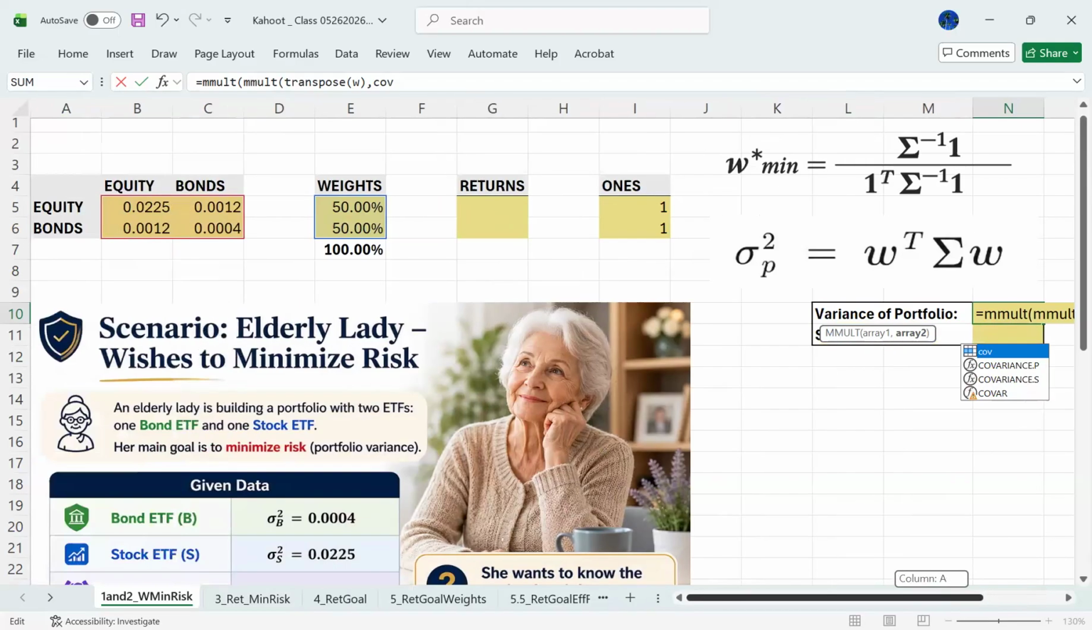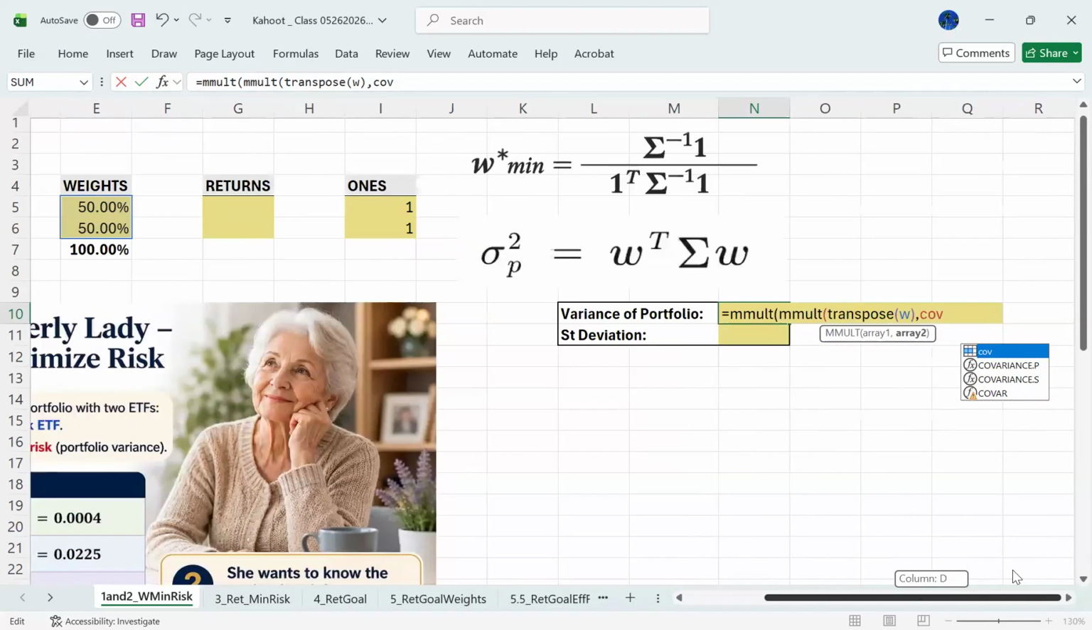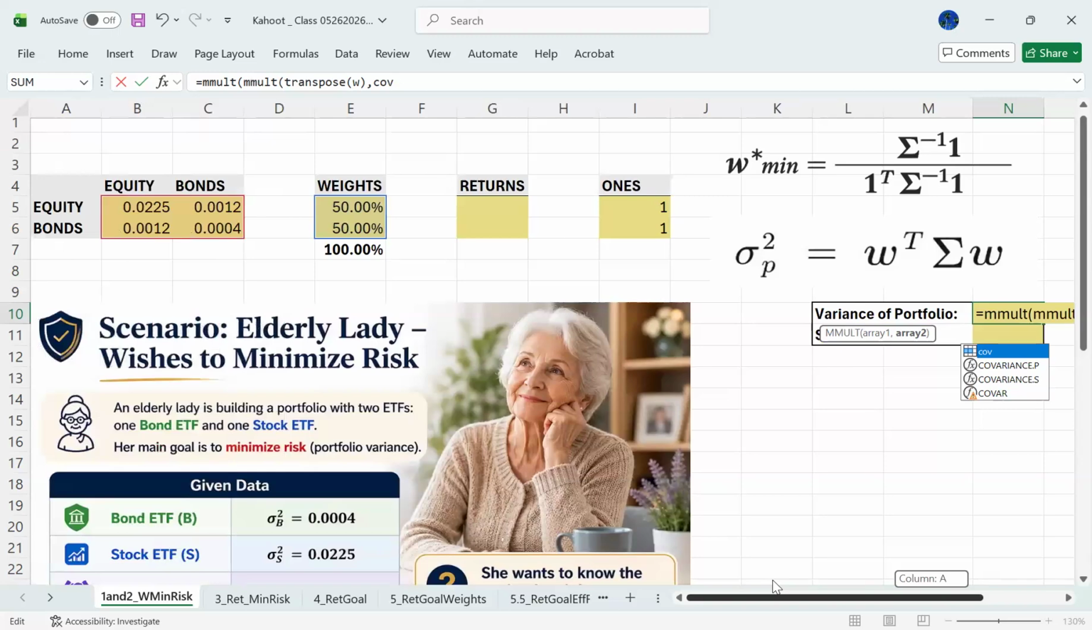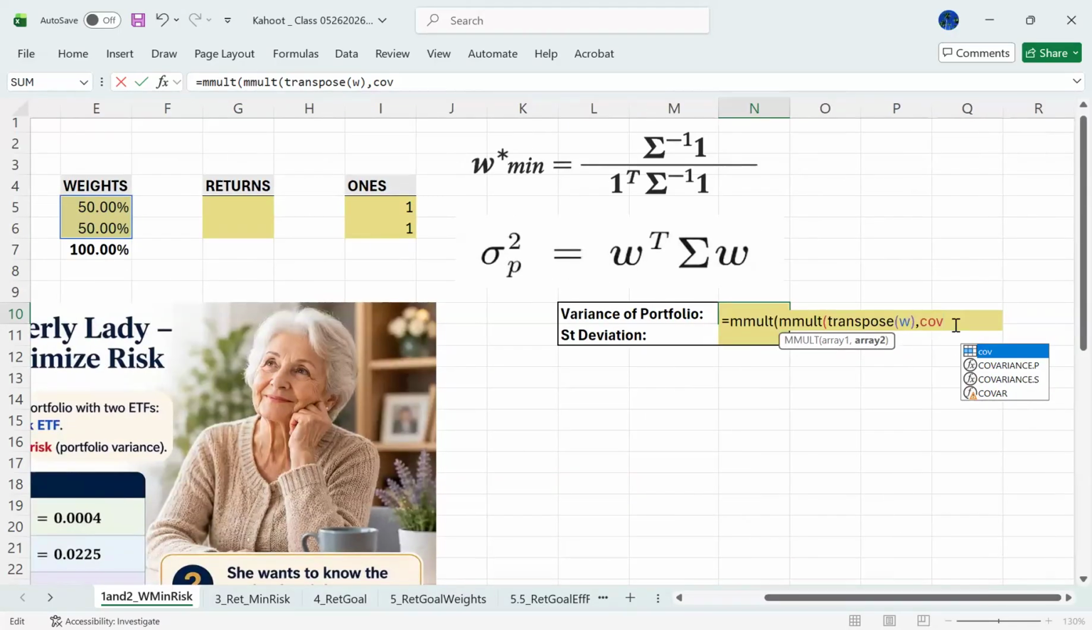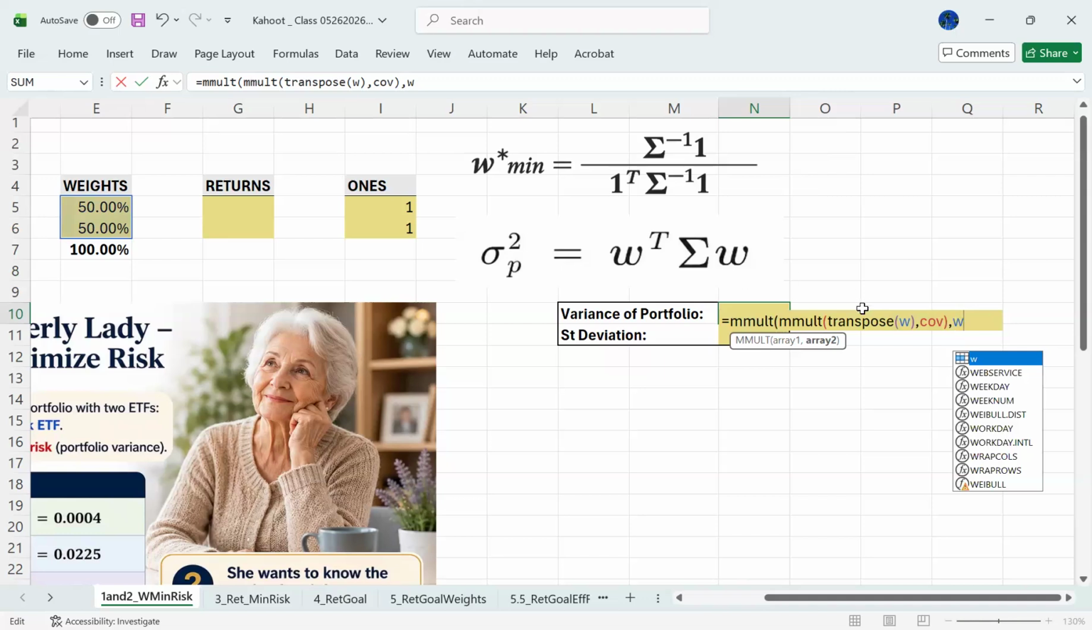If you look at the left, as we have typed COV, this is directly selecting the covariance matrix we have here. If we had a much larger matrix, it would have selected all the cells. Then we close the first MMULT, which is once again multiplying these first two items, W transpose and covariance. Now we add a comma, and now we are in the second outer MMULT, and we add W again. So now this is multiplying the output of the first MMULT with W here.